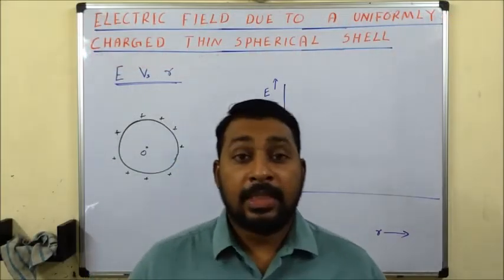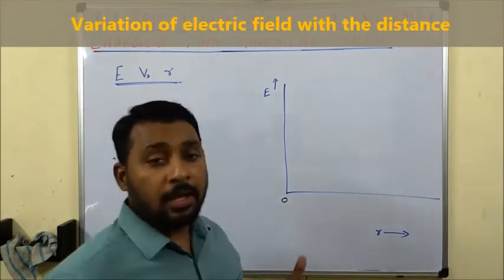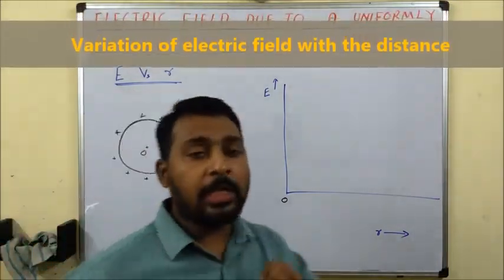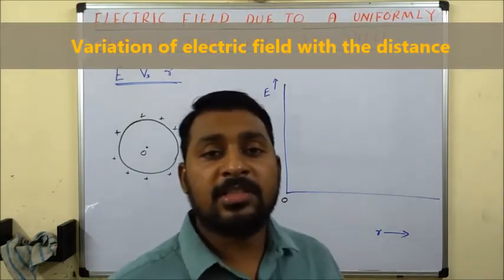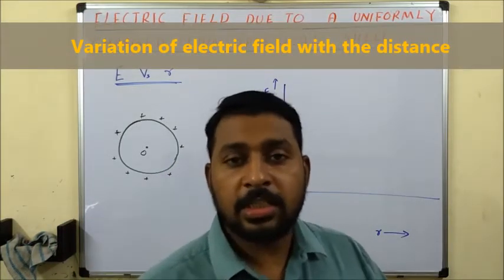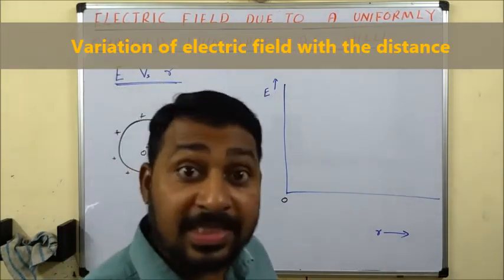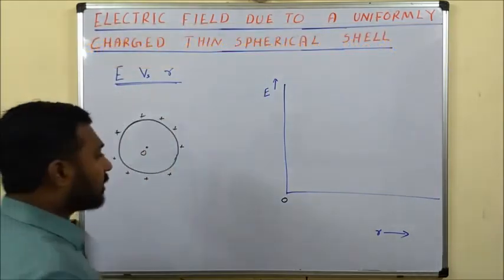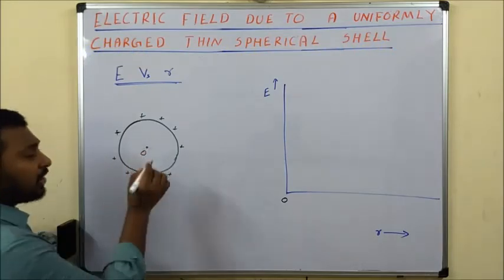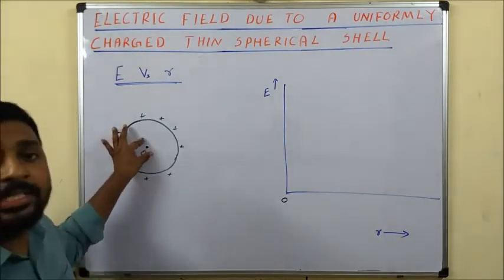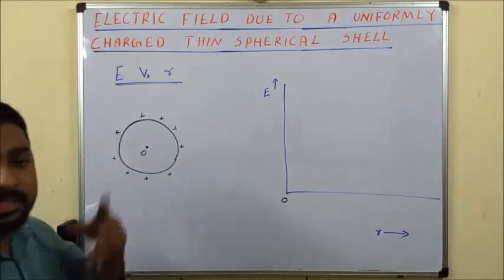Now, the last part is the graph. That means E versus distance. The electric field versus the distance of the point from the shell. So we are starting this distance from the center of the shell. Let's come to this diagram. Imagine the point P is at the center. It is inside the shell, so electric field is 0.